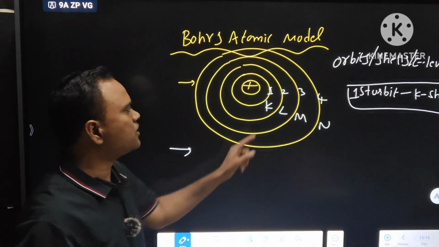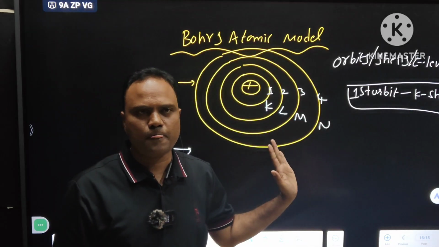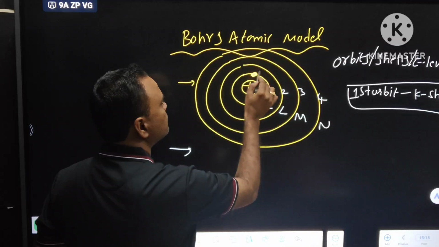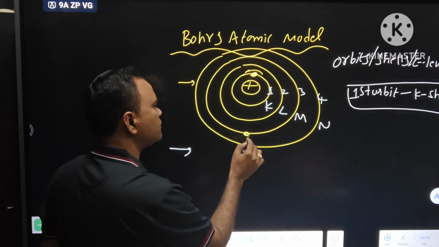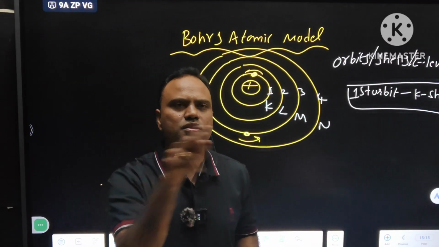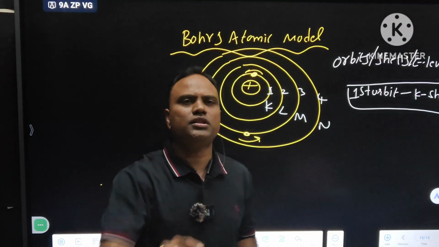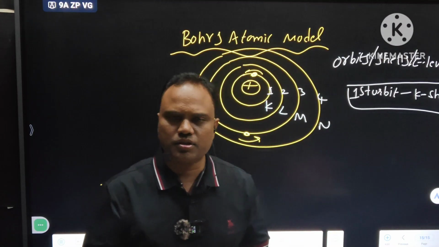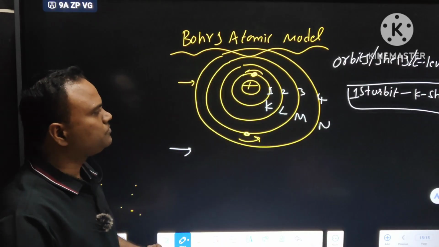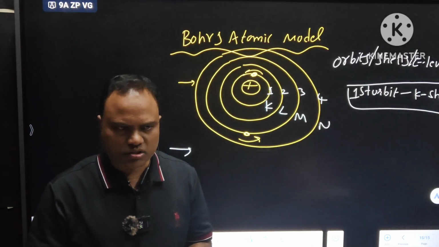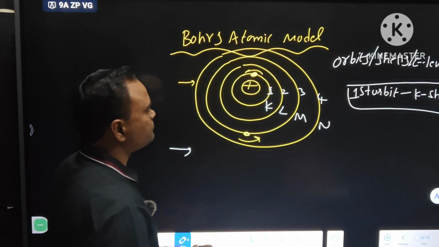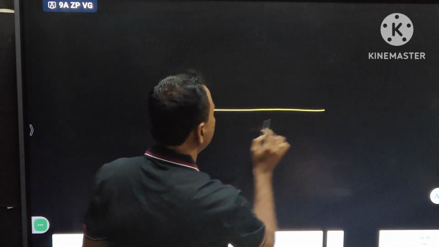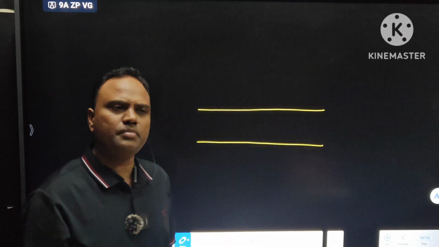Next. While an electron is revolving around the nucleus, for example, one electron is revolving in the first orbit or in the third orbit, while revolving in the orbit, it neither loses energy nor gains energy. Second point is clear. Electron neither loses nor gains energy by itself.